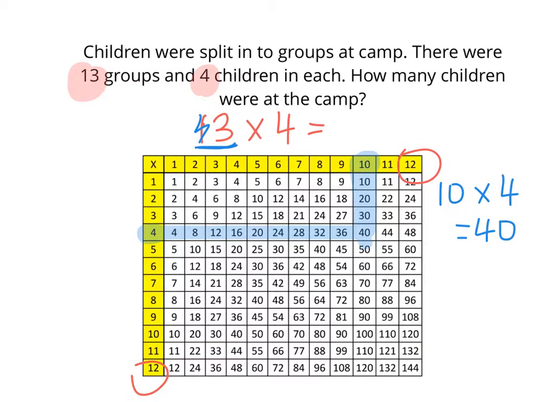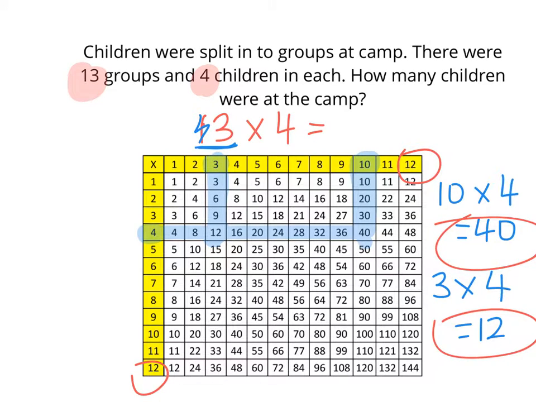So I've done my 10. Now if I work out 3 times 4 using my chart, I can go find 3 and 4, and my 4's already highlighted, so I just figure out where they meet, which is 12. So 3 times 4 equals 12. All I need to do now is add these 2 numbers together, and I have the answer.